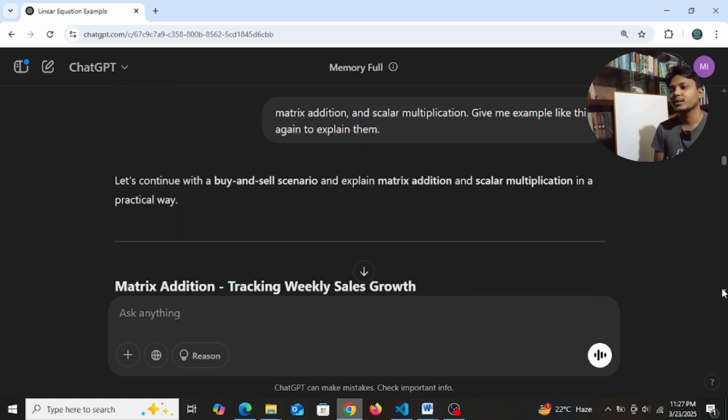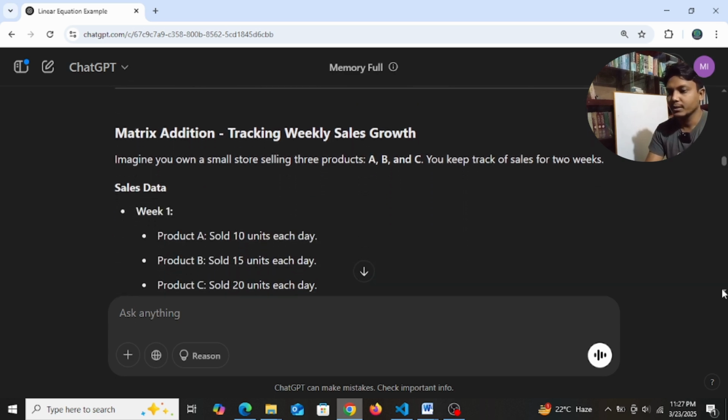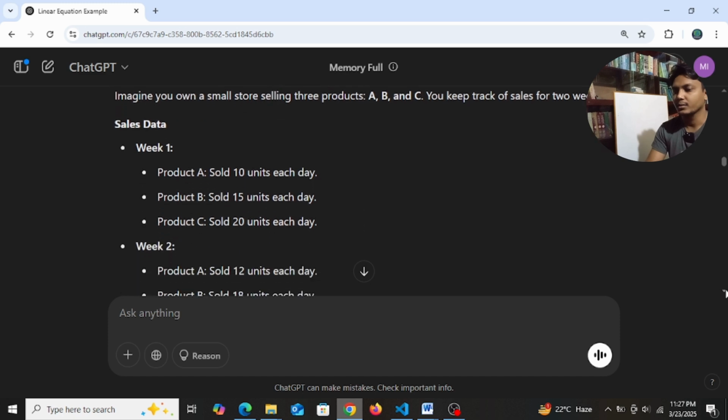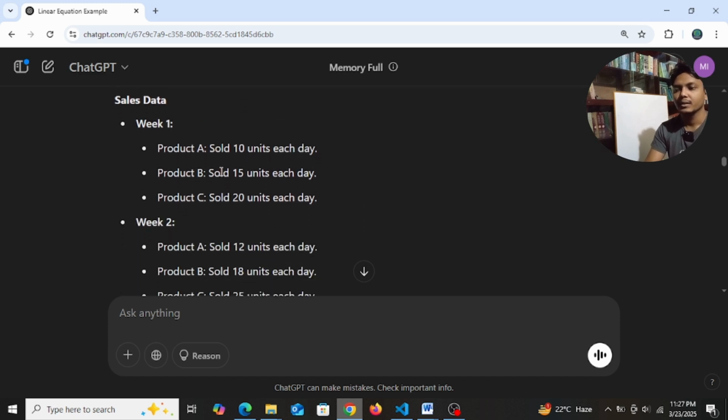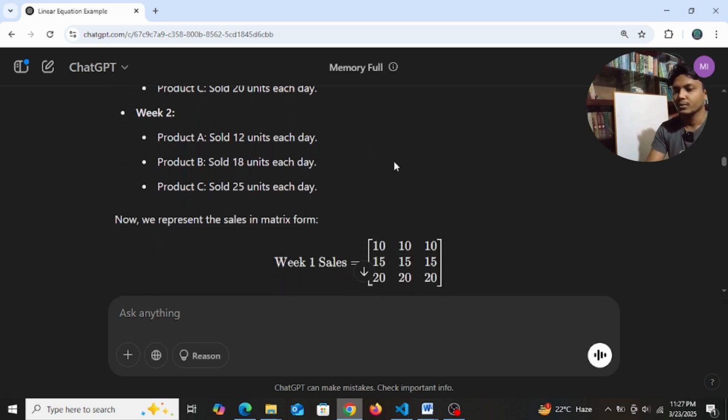Okay, so matrix addition and scalar multiplication. Give me examples like this again to explain them. So matrix addition, tracking weekly sales growth. Imagine you own a small store selling 3 products, A, B and C. You keep track of sales for 2 weeks. So week 1, product A you sold 10 units each day, product B sold 15 units each day, product C sold 20 units each day. For week 2, you sold 12 units each day for product A, 18 units for B and 25 units for C.